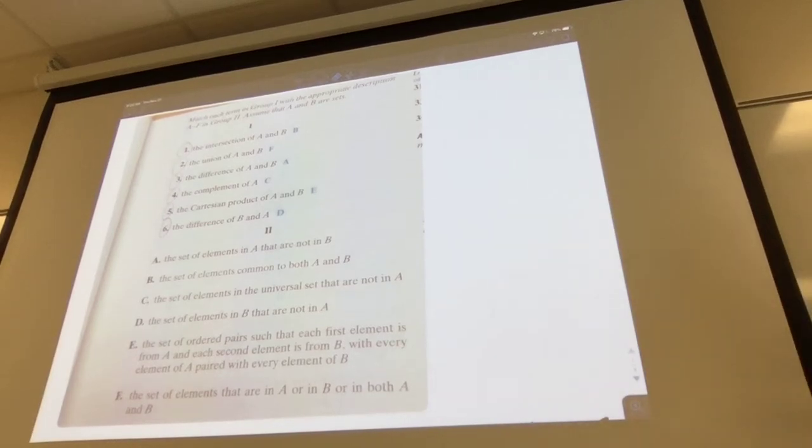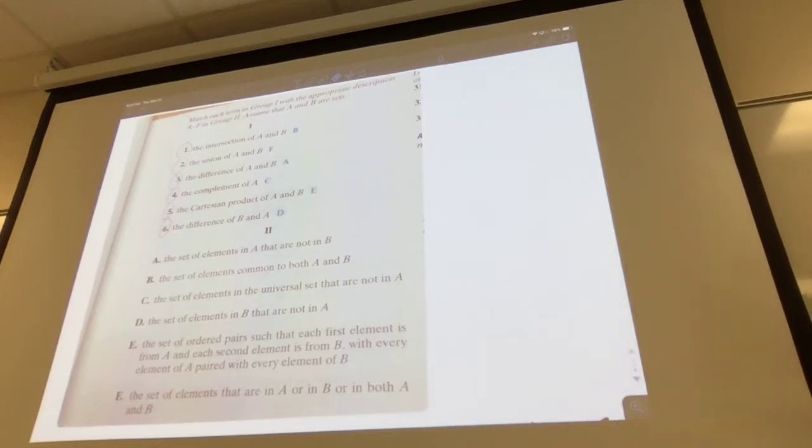Okay, section 2.3. We're going to look at these 1 through 6 and match them with the bottom part. When we're looking at them, the intersection of A and B means all elements in A are also in B. So that's going to be the elements common to both A and B.